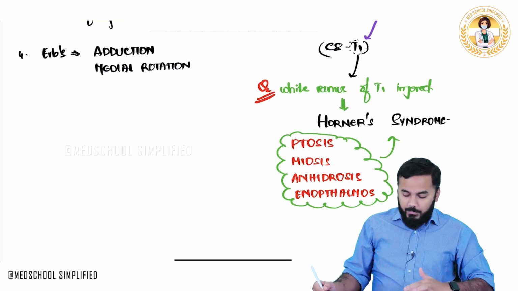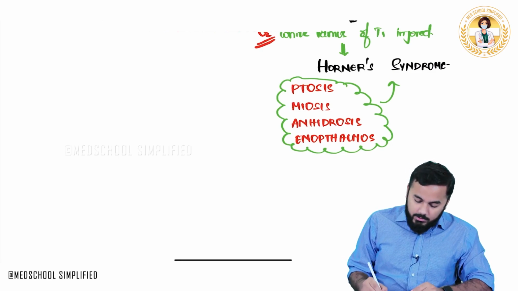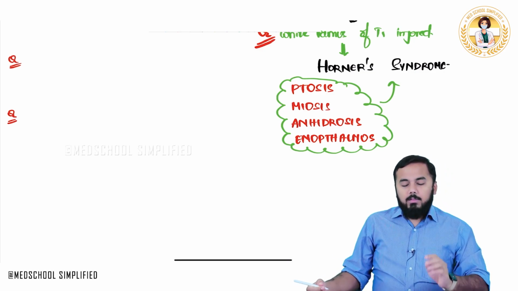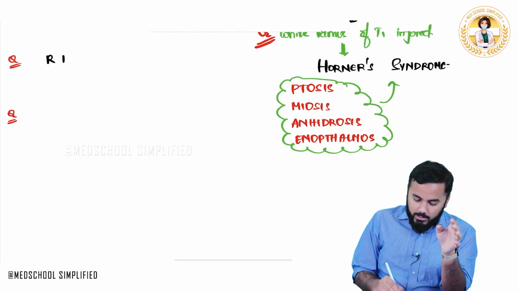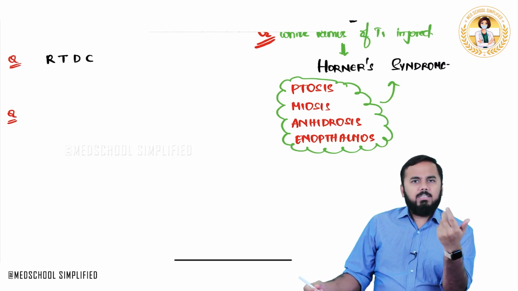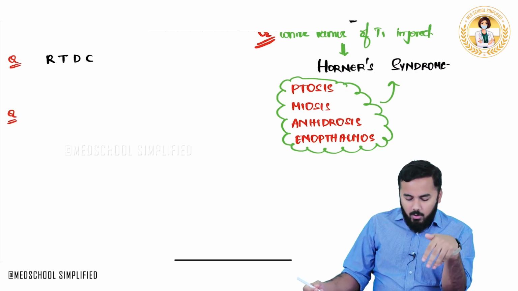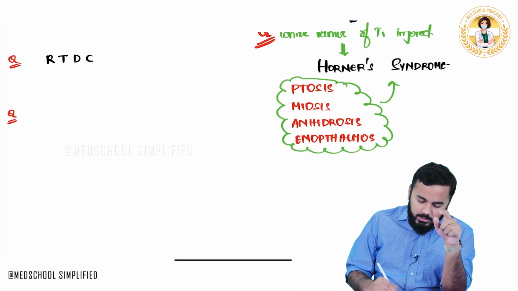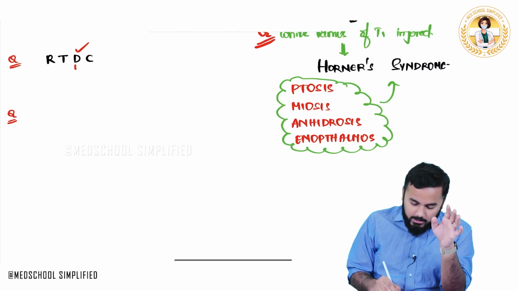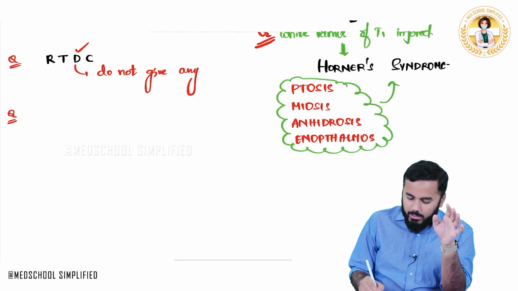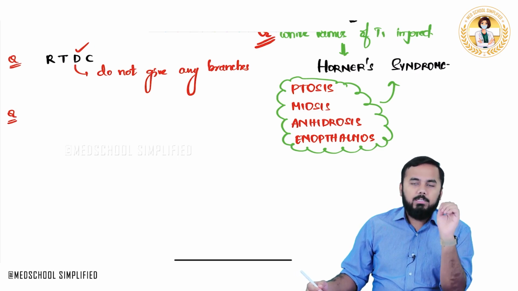Now, two more important questions which are again asked. We have roots, trunks, divisions, then cords. We have seen roots are giving branches, and so on, but out of these four, there is one that does not give any branch at all. That is your divisions. So divisions do not give any branches at all.